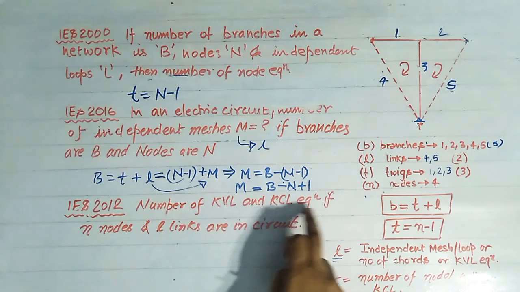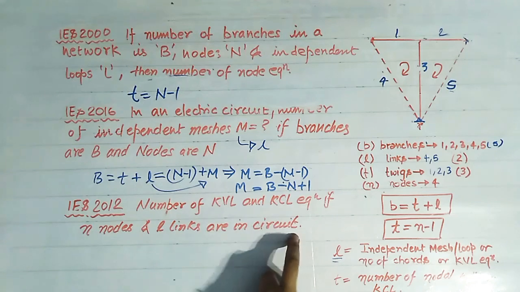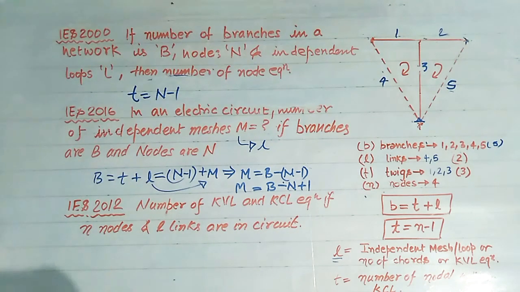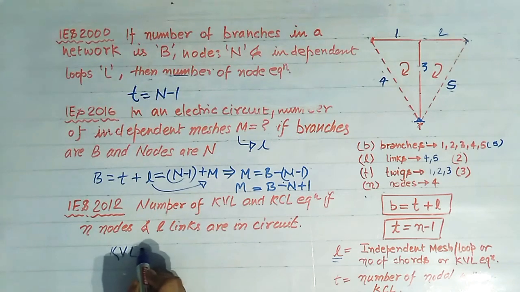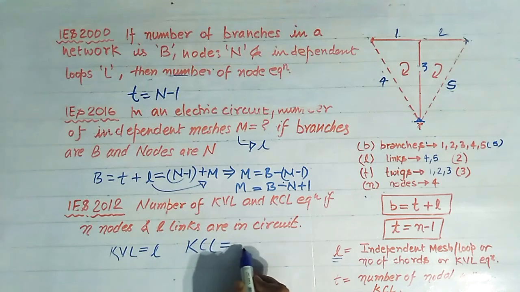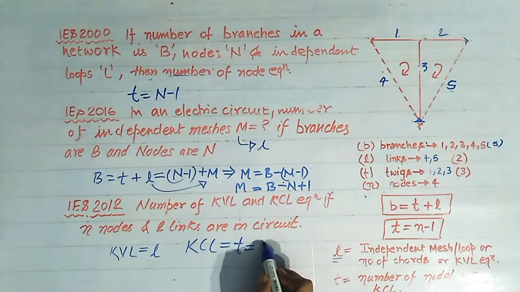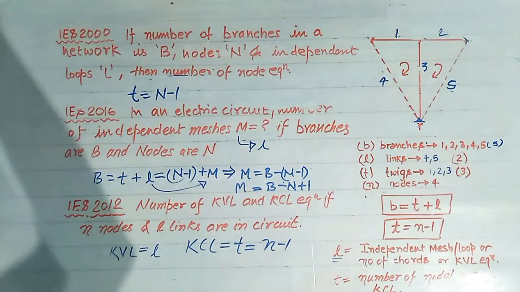Find the number of KVL and KCL equations if there are n nodes and L links in the circuit. This was asked in IES 2012. So the number of KVL equations is equal to the number of links, and the number of KCL equations is equal to the number of twigs, that is equal to n minus 1. So you can see how all these questions are very easy based on this simple concept.